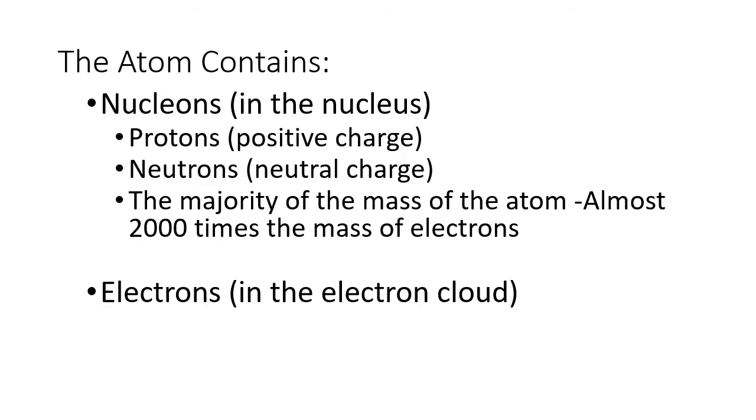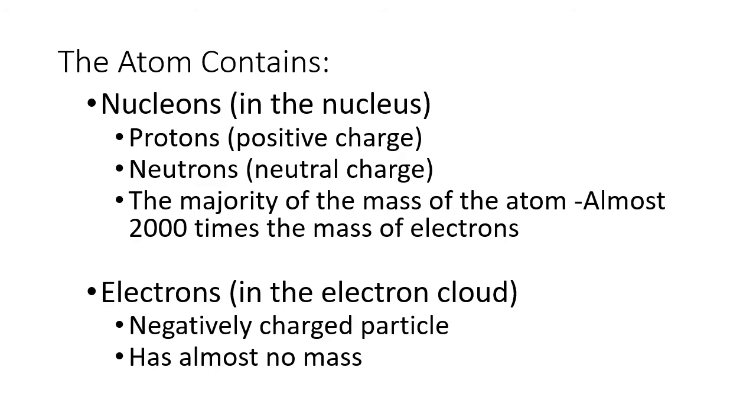Electrons are in the electron cloud, which surrounds the nucleus. It makes up 99.999% of the space, but has 0.00001% of the mass. Electrons have a negative charge and are stored in different orbitals.